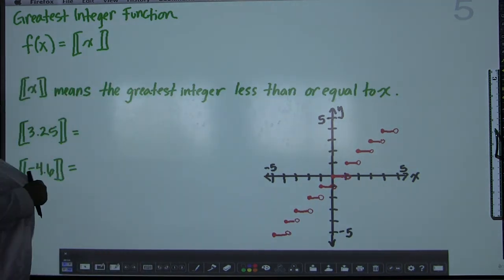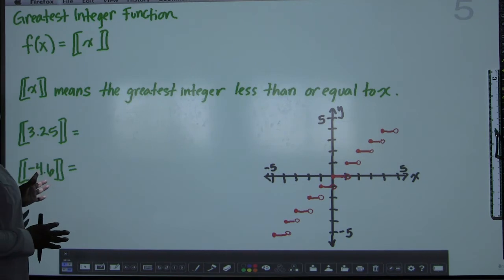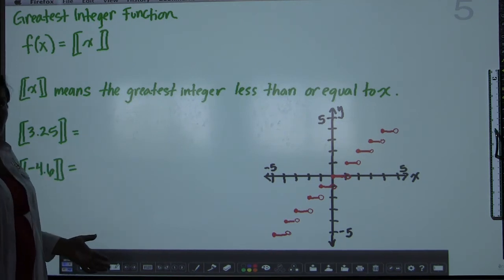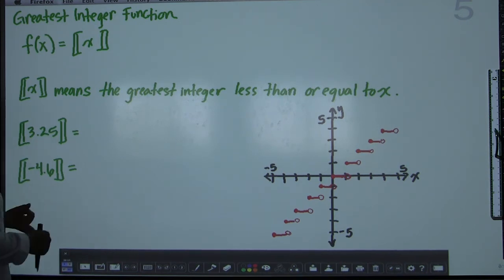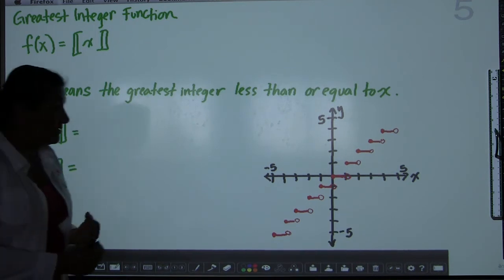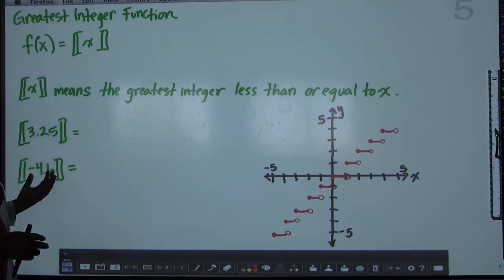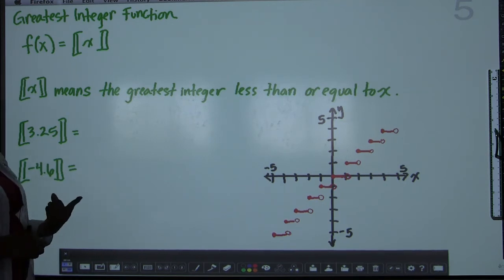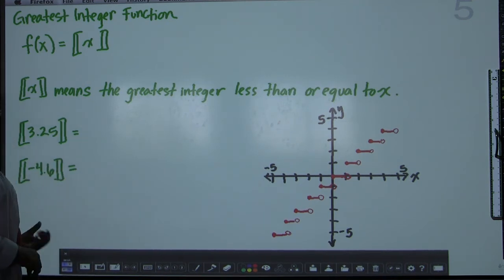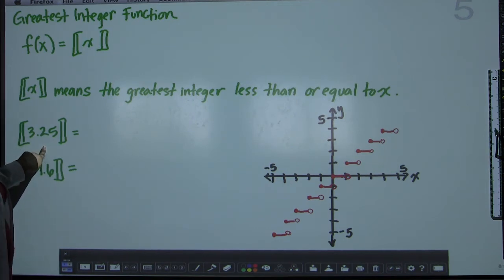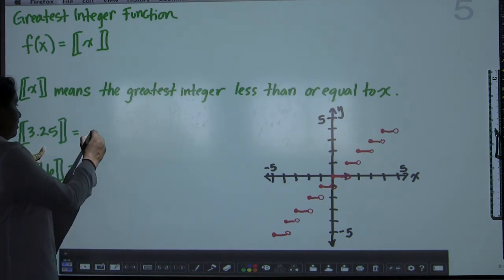Okay? So if you look for integers that are less than 3.25, again, you have an infinite amount of integers that are less than 3.25. You could say 3 is less than 3.25. 2 is less than 3.25. 1 is less than 3.25. 0 is less than 3.25. Negative 10 is less than 3.25. You can go on forever. So to be specific and so that you only get one answer, it wants the biggest number that is also less than or equal to itself. So we want the biggest integer that is less than 3.25. And at that point, the answer is obviously 3.